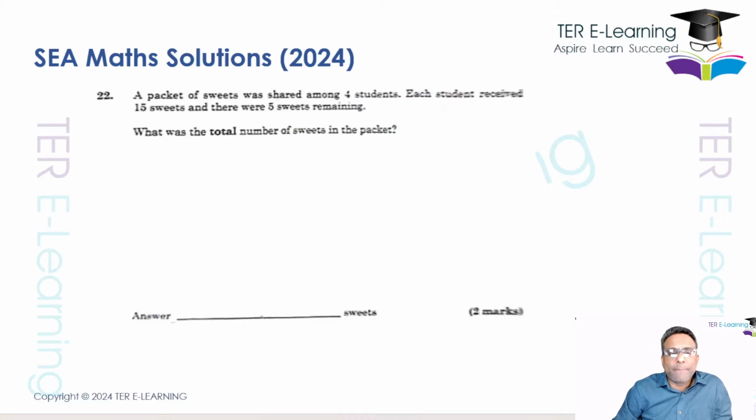This next one here. A packet of sweets is shared among 4 students. Each student received 15 sweets and there were 5 sweets remaining, right? What is the total number of sweets in the packet?